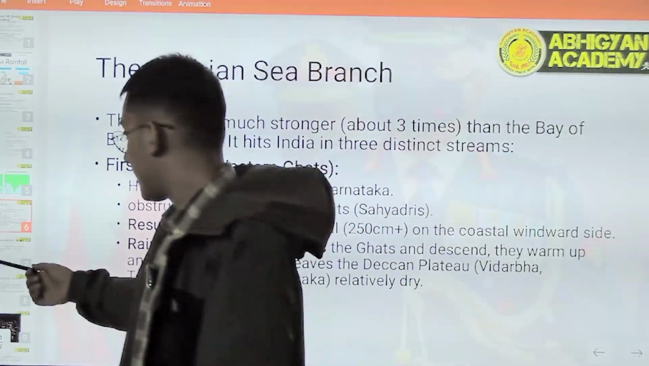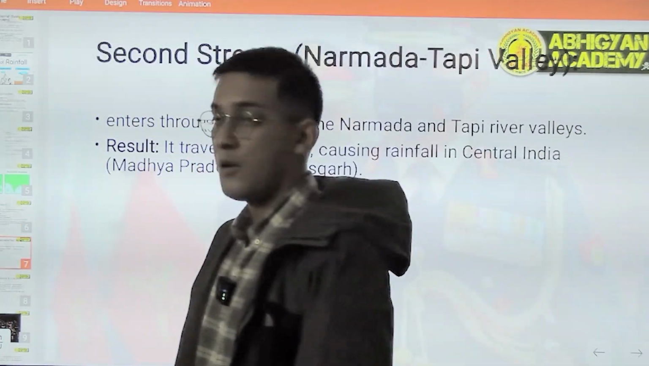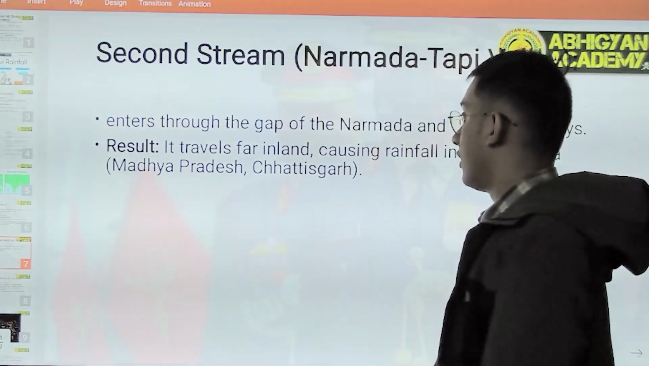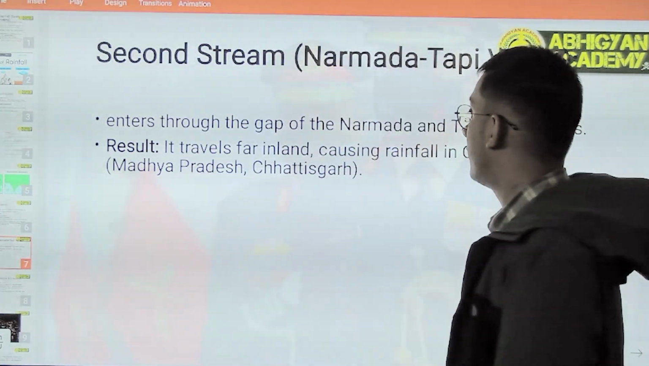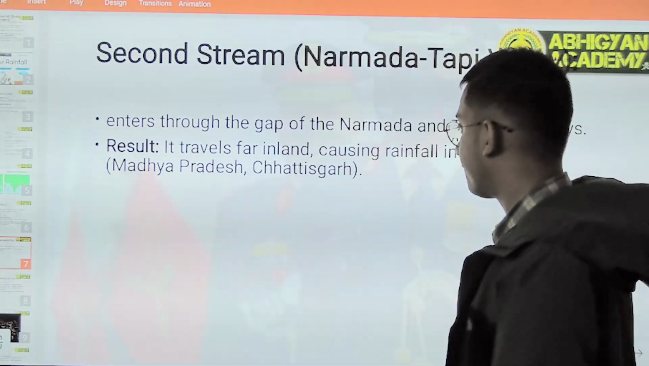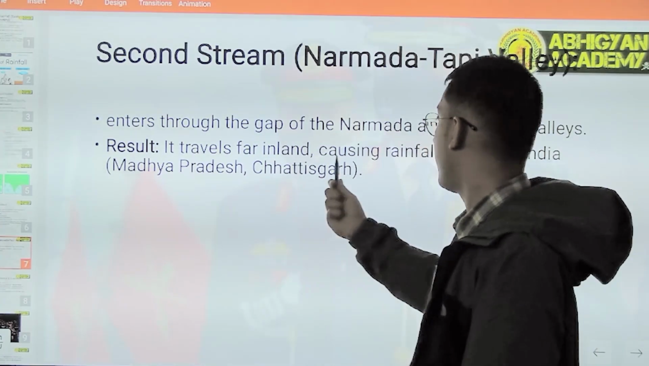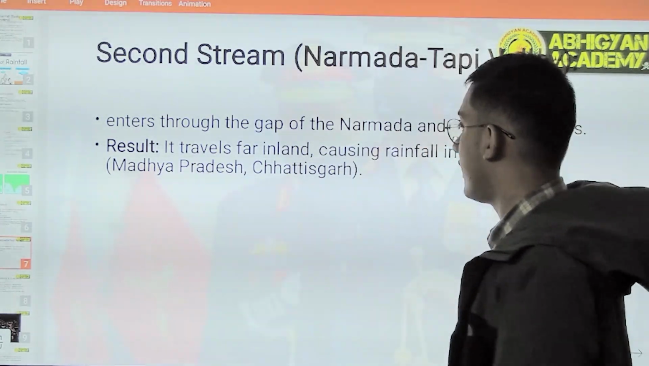Now we come on to the second stream. So the second stream enters through the gap of the Narmada and Tapi river valley. It travels far inland, causing rainfall in central India.